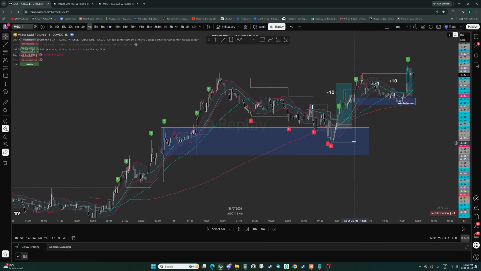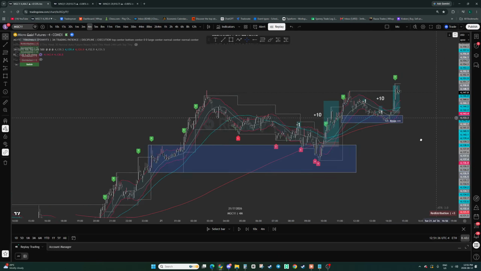With the old model ideology, this would have been distribution, and both these trades would have been invalid. But this is a very good example of why I changed it, because it makes a lot more sense to be trading like this, but I'm not going to yap about that.